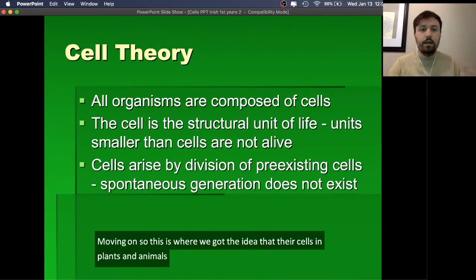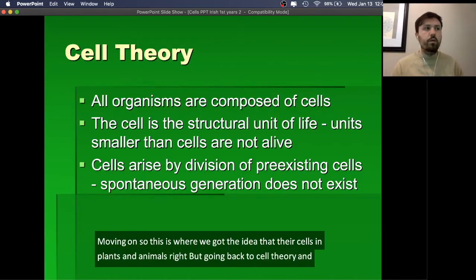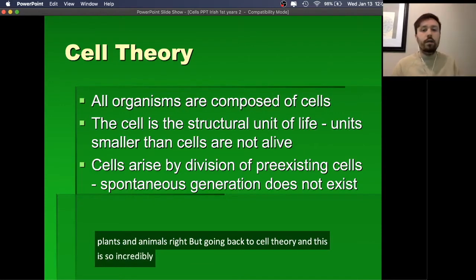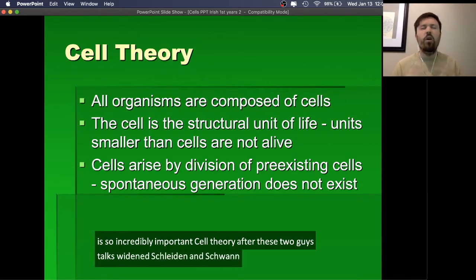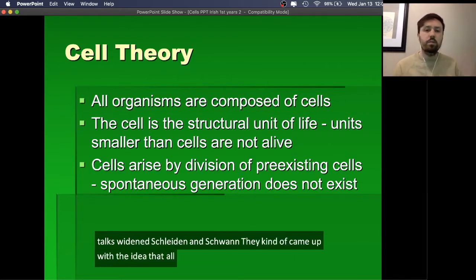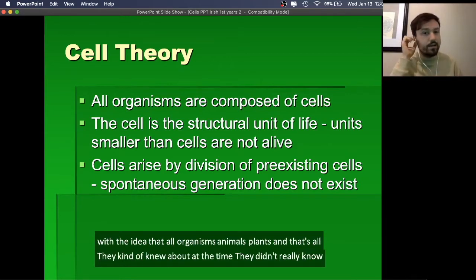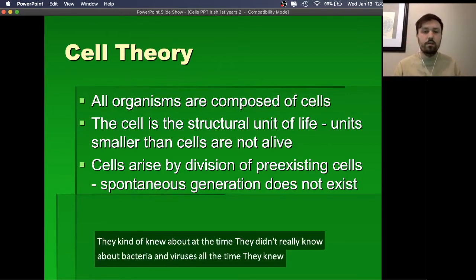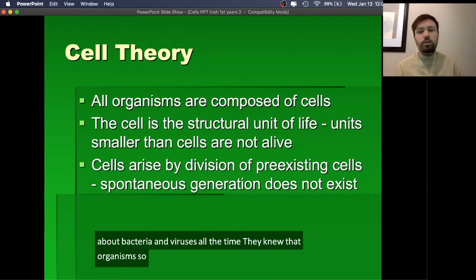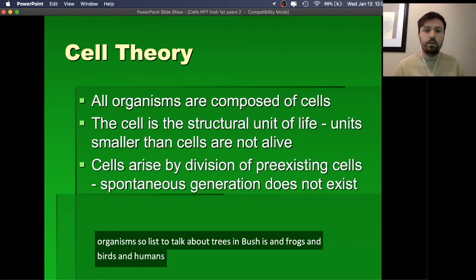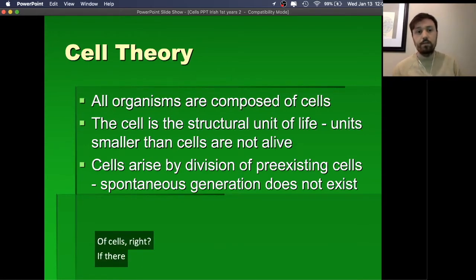But going back to cell theory, and this is so incredibly important, after these two guys talked, Schleiden and Schwann, they came up with the idea that all organisms, animals and plants, and that's all they knew about at the time. They didn't really know about bacteria and viruses at the time. They knew that organisms, so let's talk about trees and bushes and frogs and birds and humans, must be composed of cells, right? If they're alive, they have cells.